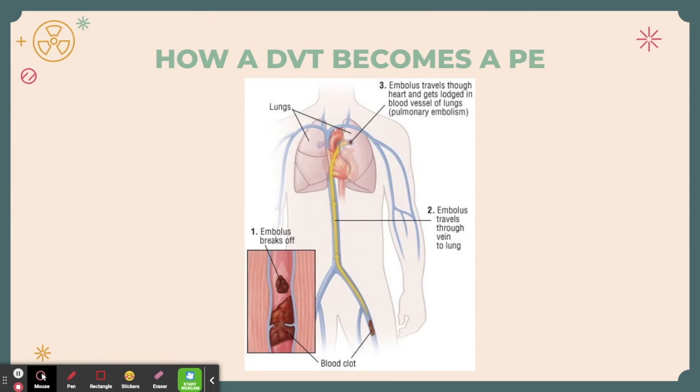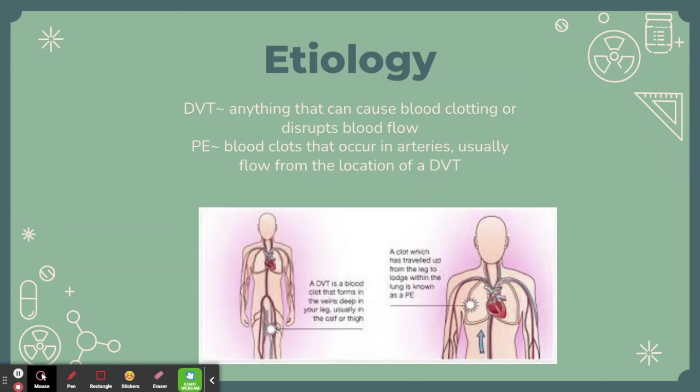So when a blood clot breaks off from the leg or wherever a DVT is located, it can travel up a vein to the lungs, and in the lungs it can clog the blood vessels, and that's what causes a pulmonary embolism. Anything that can cause blood clotting or disrupts the blood flow can cause a DVT. And whenever a person has a DVT and the blood clot travels up the veins and clogs arteries in the lungs, that can therefore cause a pulmonary embolism.